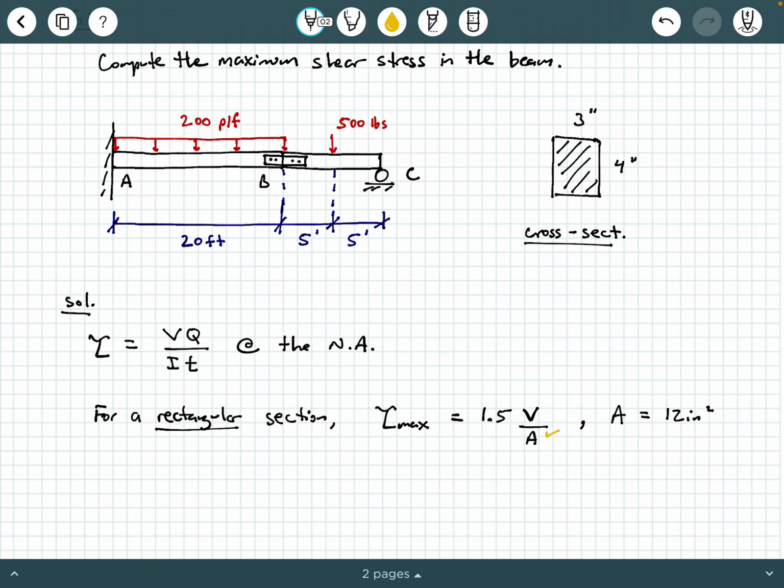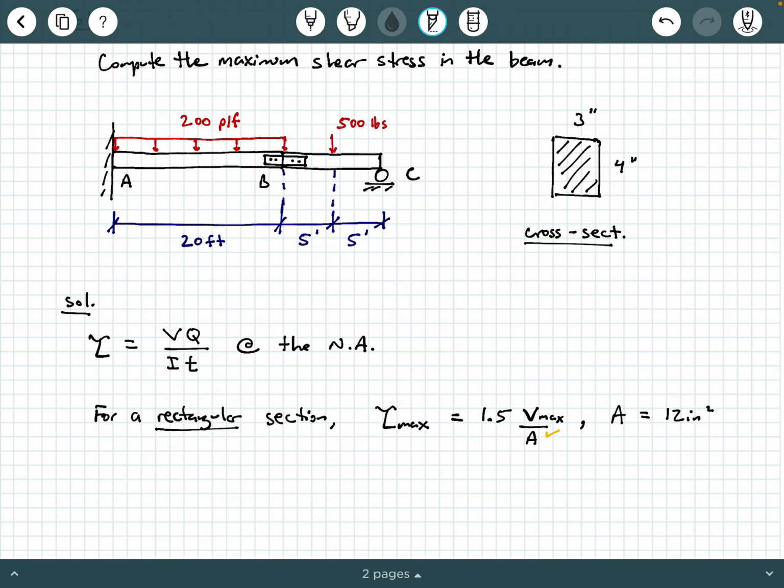So the work in this problem is really just getting V. And in particular, what do we need? We actually need V max, because again, we're looking for the maximum shear stress. So we need a maximum of everything involved. So how do we get V max?